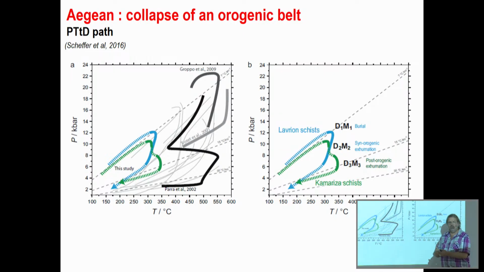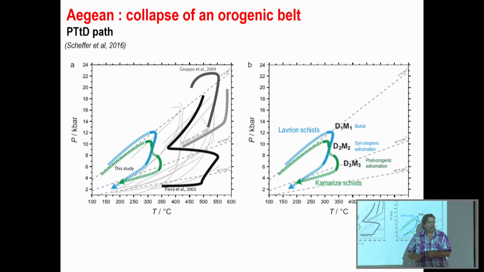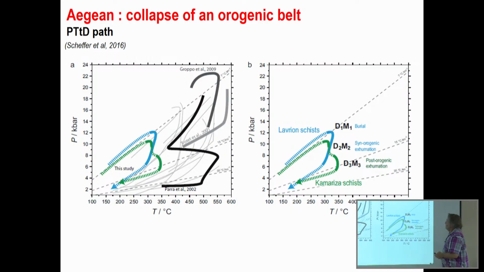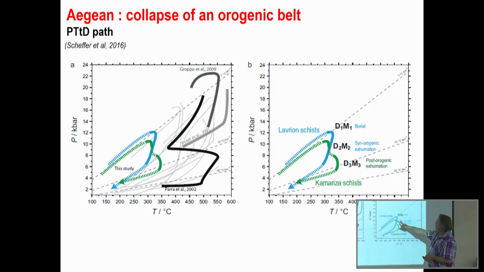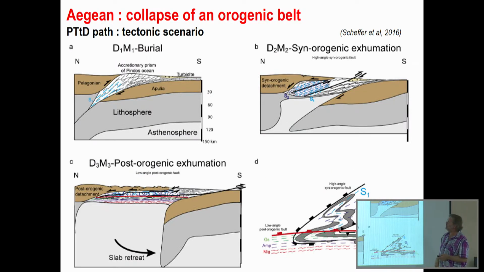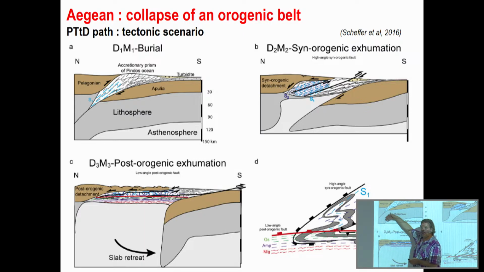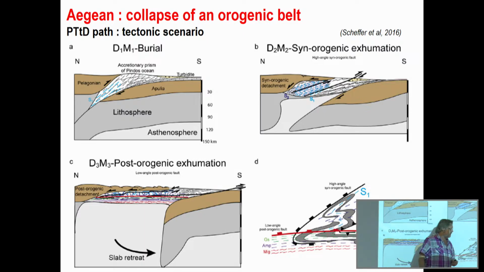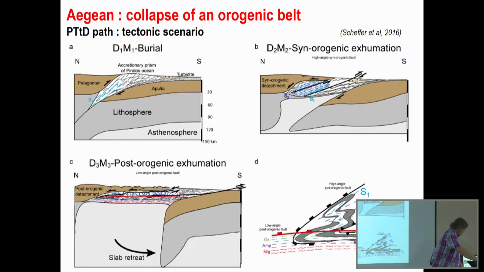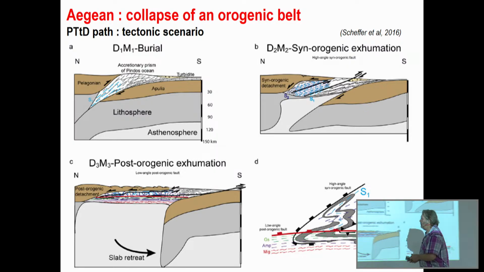We have demonstrated the transition from high pressure to high temperature. And then we can translate that into pressure, temperature, time, deformation path, D1, M1, D2, M2, D3, M3. So how does that translate into a tectonic scenario? So this is the proposition, is that D1 records burial and asymmetric folds associated with burial as the F1 folds.